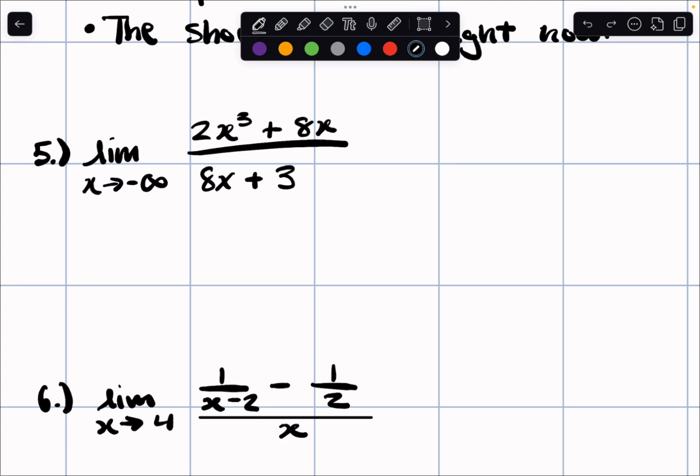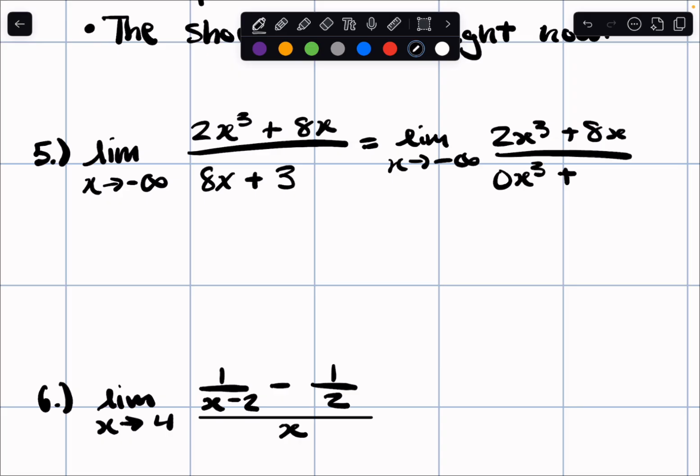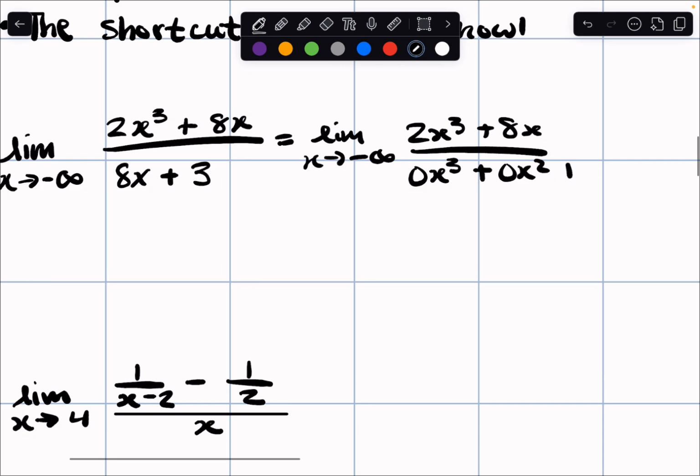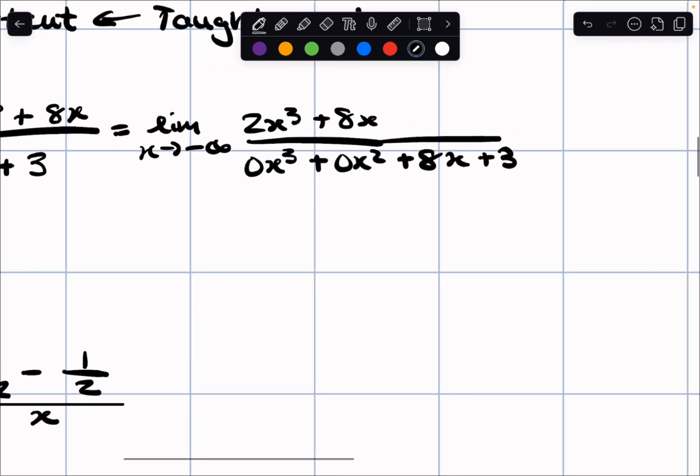So for number 5, we have the limit as x approaches negative infinity of 2x cubed plus 8x divided by 8x plus 3. Well, first off, we see that the leading exponent is not the same, so we have to make them the same by adding a 0 as a coefficient. For example, we can rewrite this limit as x approaches negative infinity of 2x cubed plus 8x divided by 0x cubed plus 0x squared plus 8x plus 3. And as you know, anything times 0 is 0. So this doesn't change the value of the expression.